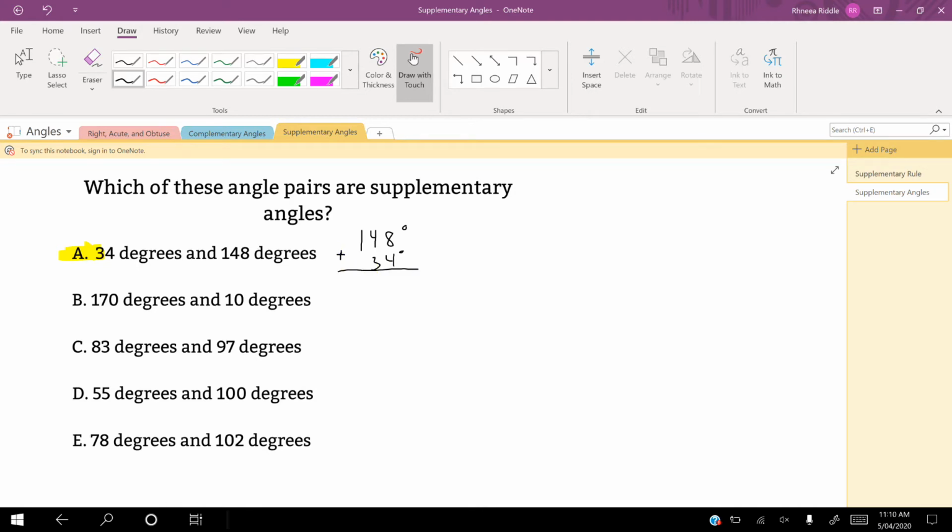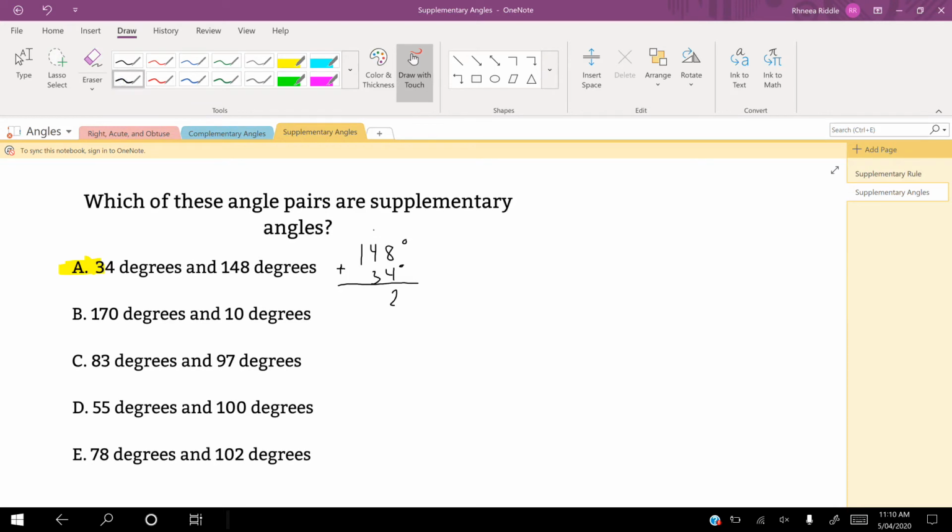So 8 plus 4 is going to give us 12. And we want to carry that 1. And now 3 and 4 is going to give us 7, plus that 1, so we're going to get 8, and we're going to have this 1 plus a 0, so we're going to have 1. So we get 182 degrees. It's not supplementary. That one doesn't work, so these angle pairs are not supplementary angles.